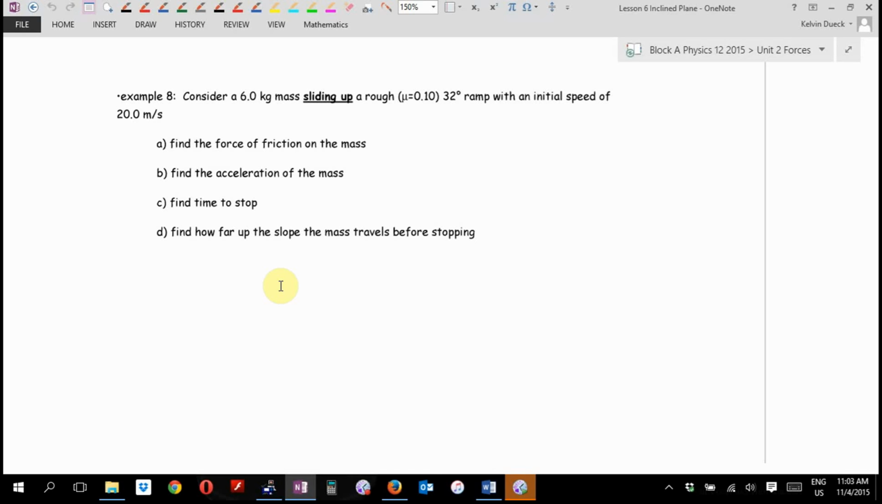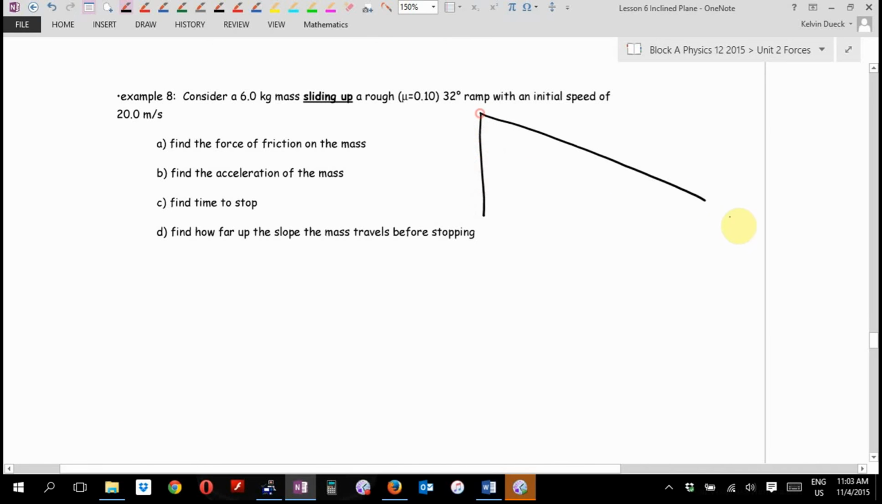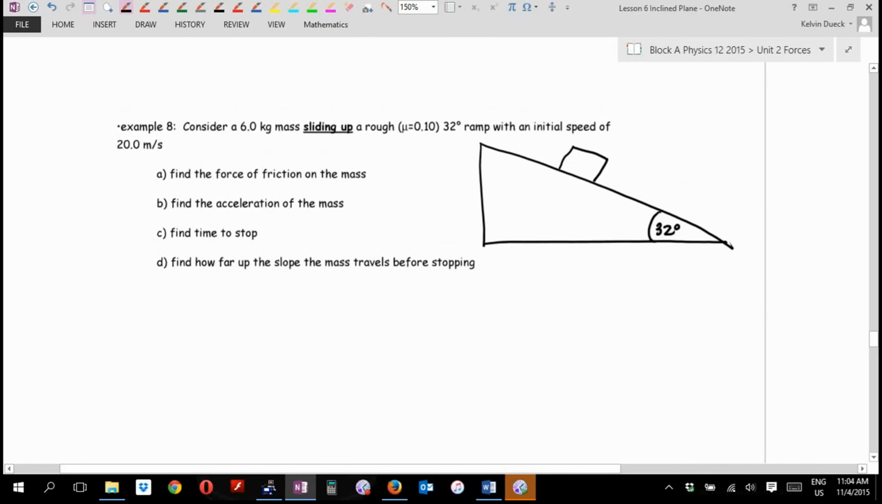I'm going to draw mine up here just because from prior experience I know I'm going to need a lot of room. There's my ramp. Here's the block. 32 degrees. What are the forces acting on this block?